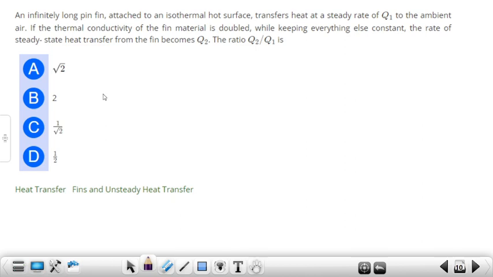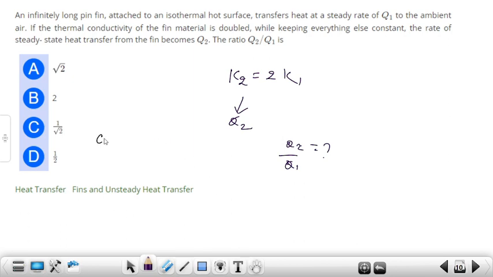Next, an infinitely long fin attached to an isothermal hot surface transfers heat at a steady rate of Q1 to the ambient air. If the thermal conductivity of the fin material is doubled, 2 times of the original, while keeping everything else constant, the rate of steady state heat transfer from the fin becomes Q2. The ratio of Q2 divided by Q1 we have to find.